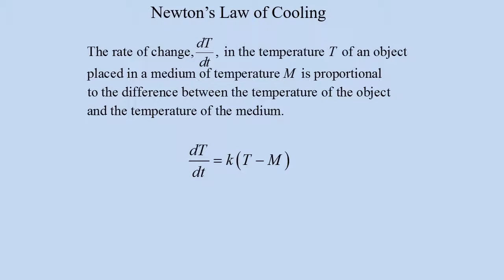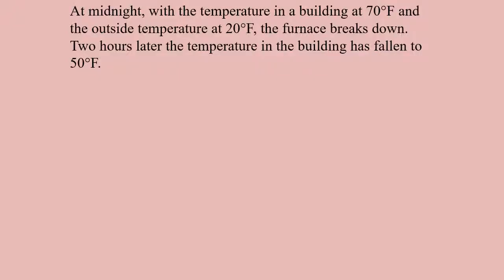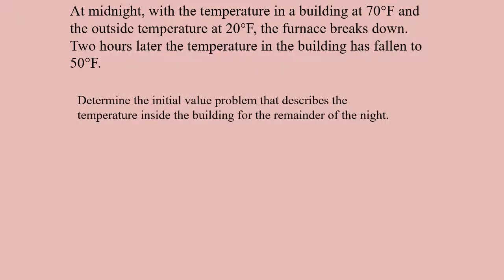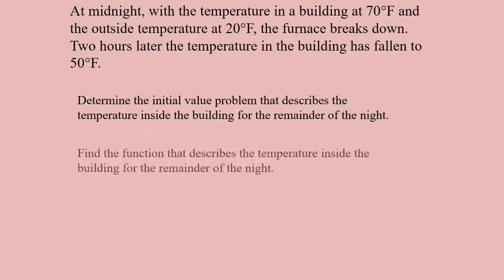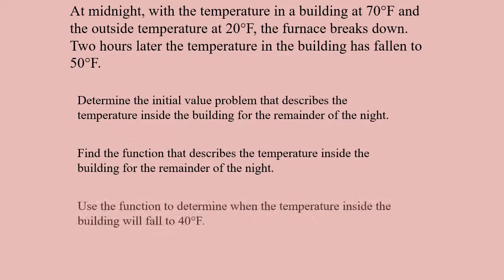The constant in this case would of course depend on the sort of object that is heating or cooling. So in this example, we want to determine the initial value problem and find the function. And then finally, we'll use that to determine when the temperature will be a particular amount.